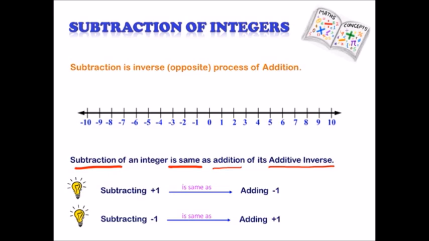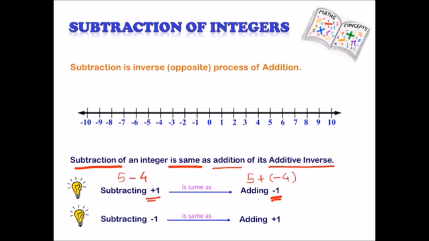Okay, what does it mean? It means if I'm trying to subtract plus 1 from some number, it is same as adding minus 1 to that number. Okay, let's consider one example. Say 5 minus 4. Here I am subtracting 4, that is plus 4, from 5. This will be same as 5 plus minus 4.